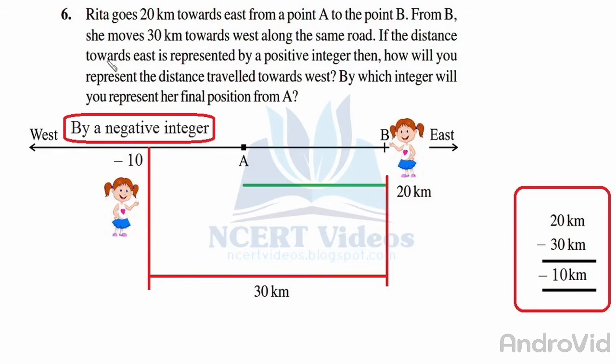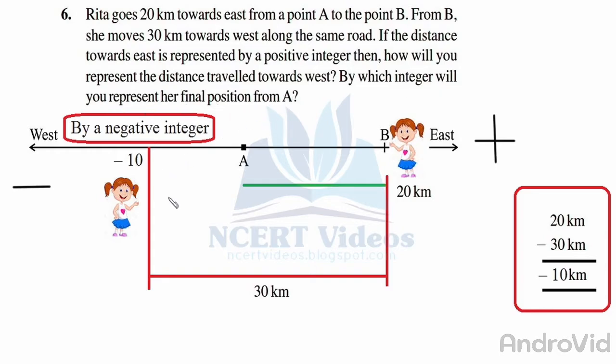Now if the distance towards east is represented by a positive integer, this is positive, as you also depict in the number line. In case of the number line, these are your directions, NEWS: north, east, west, south. Now how will you represent the distance traveled to the west? Well, obviously it would be negative, as we have in the number line. By which integer will you represent her final position from A? Well, we have to calculate it.